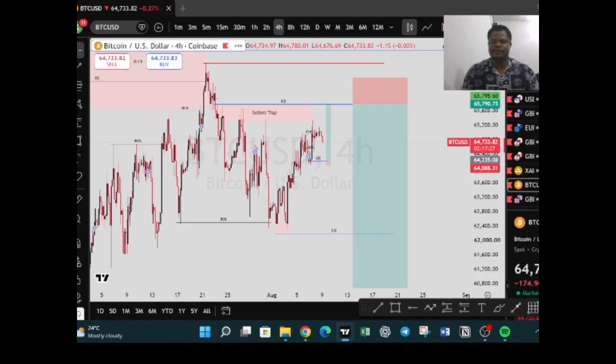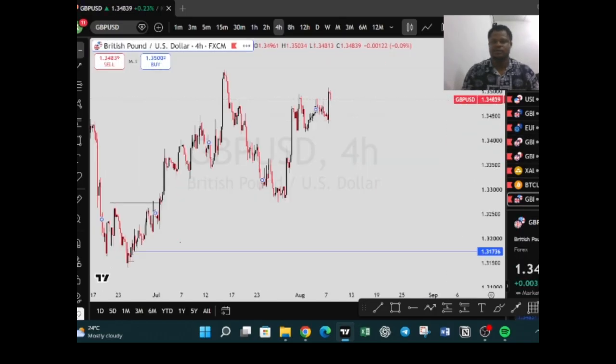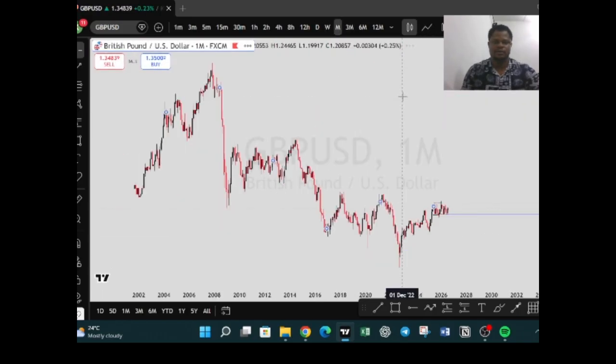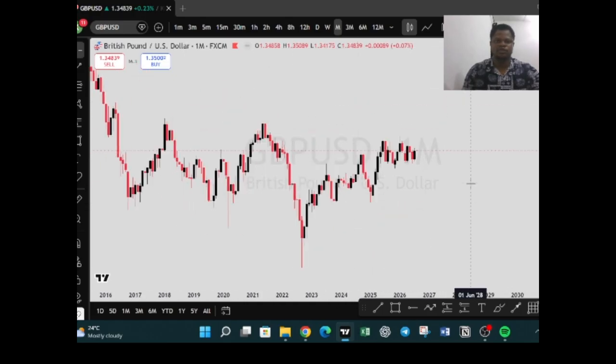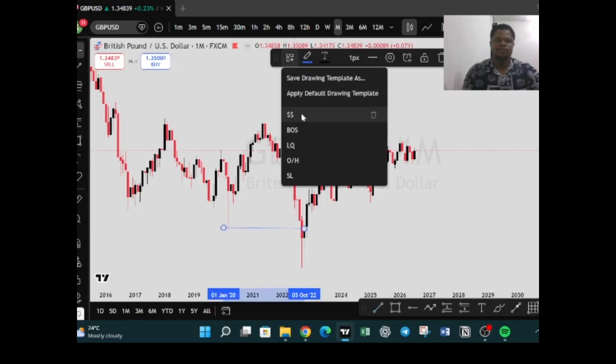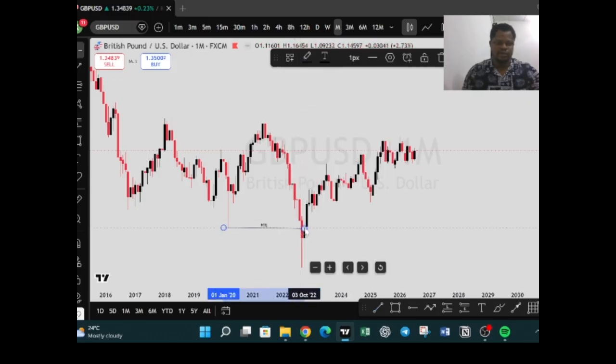So let's look at the last pair for today, which is GBPUSD. What is happening on this pair? Let me clear everything. So on GU, we can see that on the monthly time frame, we have this break of structure to the downside, meaning that these sellers are induced.